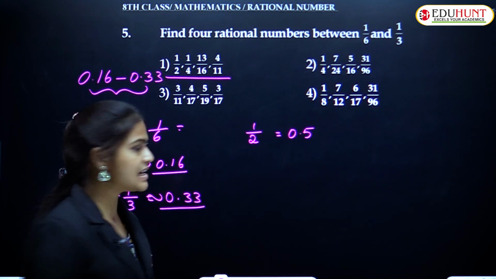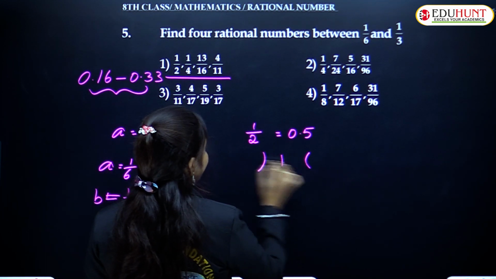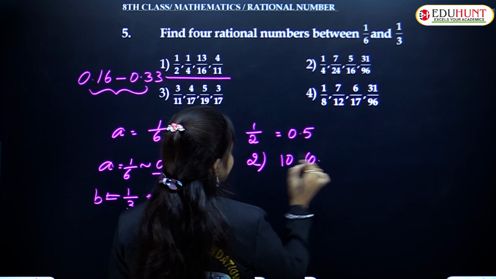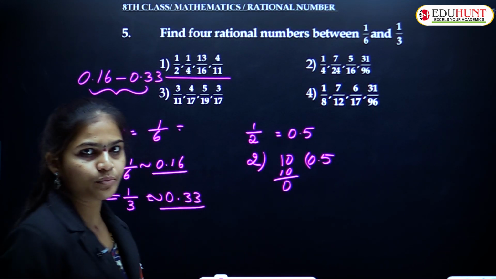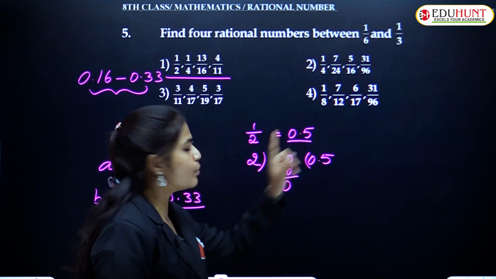If anybody has doubt, then check like this. 1 divided by 2. So keep that 0 and here 0. So 2 5s are 10. So the remainder is 0. Okay, here we are getting 0.5.